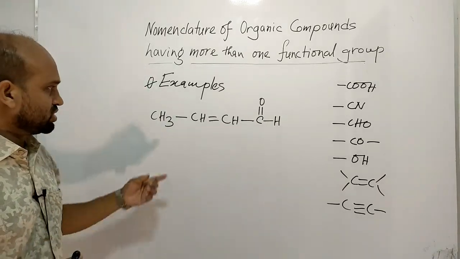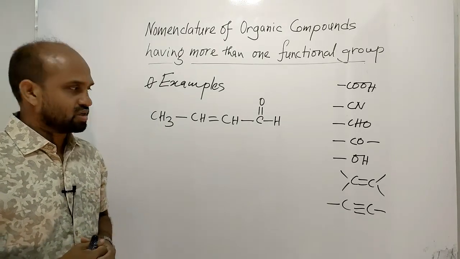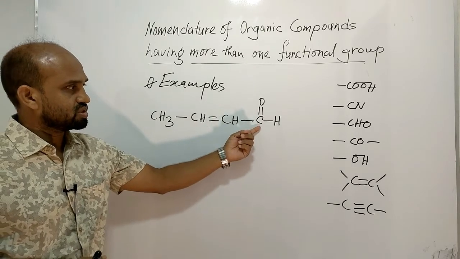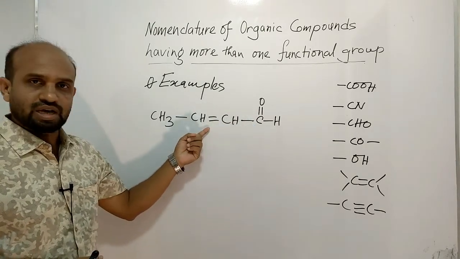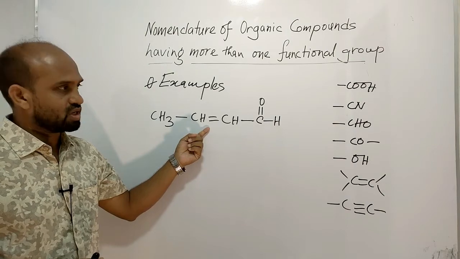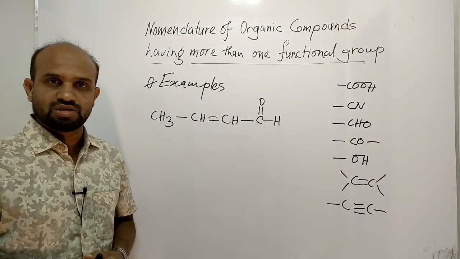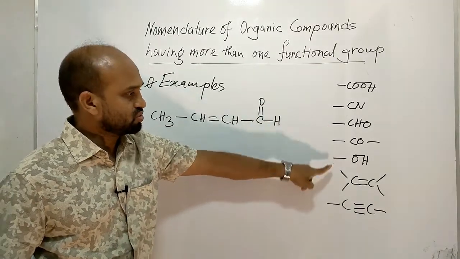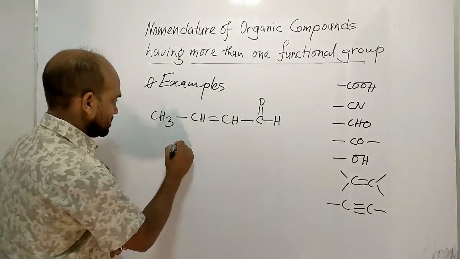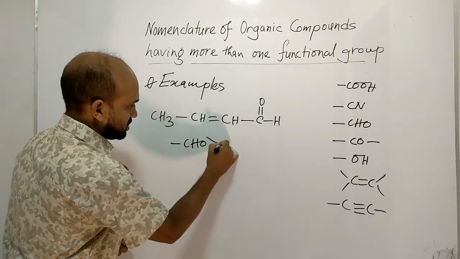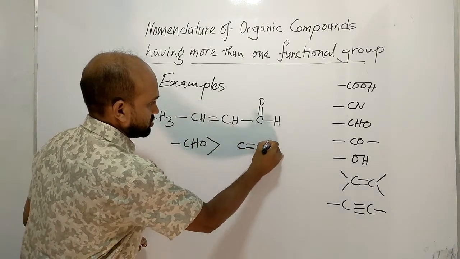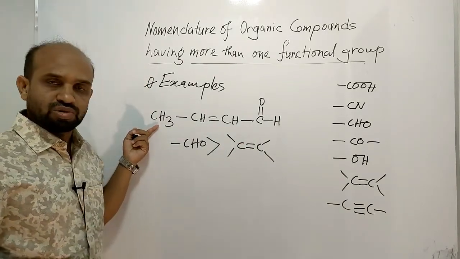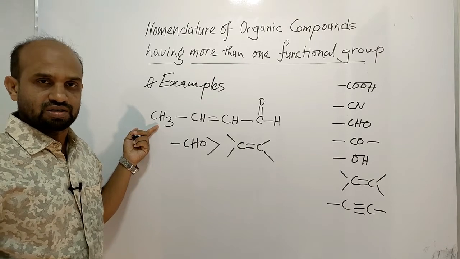Now the compound is this, where there are 2 functional groups. One is aldehyde group CHO, another is alkene group, carbon-carbon double bond. And from the priority series we can see aldehyde group is prior to alkene group. Let's write aldehyde group is prior to alkene group. So the compound is actually aldehyde.